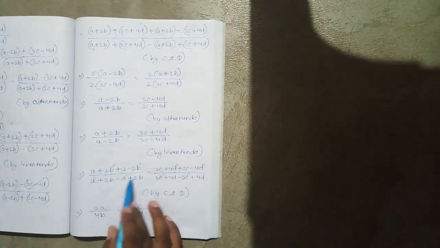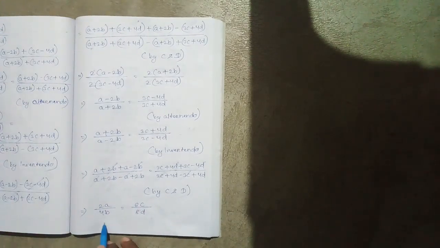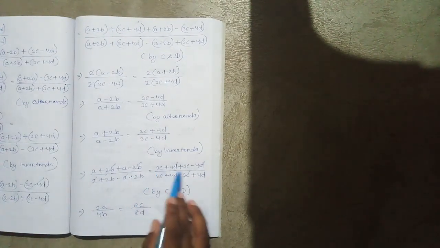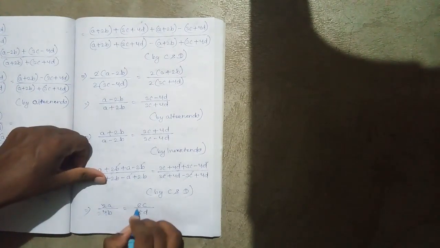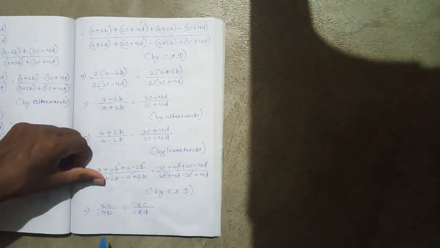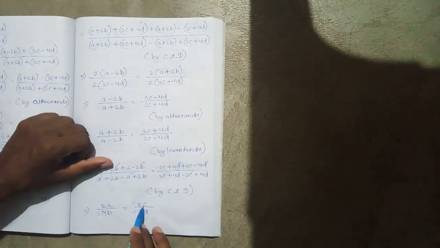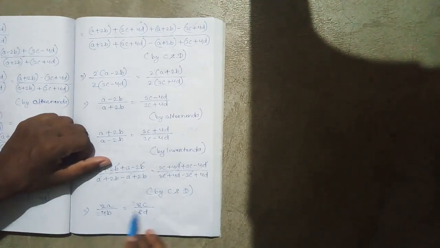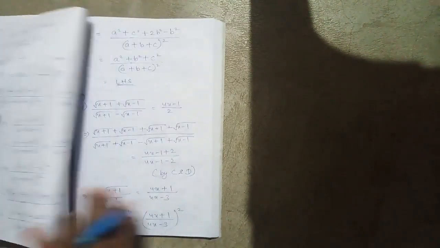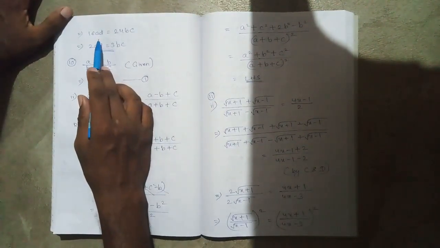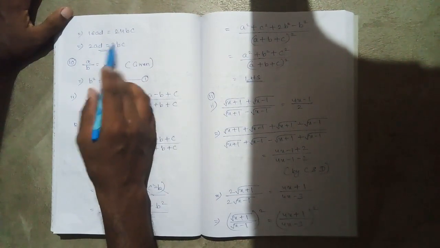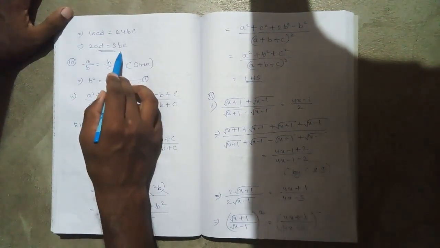So on the left side we get 2a by 4b, as you can see, 2a by 4b is equal to, on the right side we get 6c by 8d. Okay, then we can simplify. So a by 2b is equal to 3c by 4d. On cross multiplying and simplifying we get 2ad is equal to 3bc, hence proved.